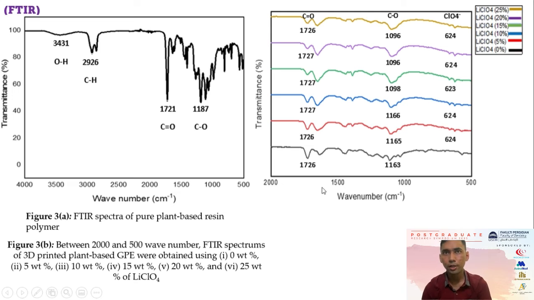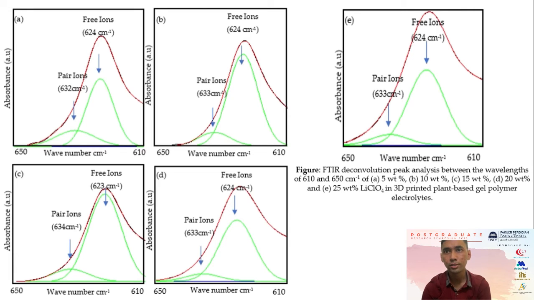Based on the second graph, there was a minor peak at the wave number of 624 once lithium perchlorate started to dope into the 3D printed plant-based gel polymer electrolyte, indicating the ClO4 band. This may be because ClO4 is spectroscopically free. The figure shows how increasing salt influenced the ether band, which became wider because of the interaction of salt with polymer matrices as more lithium perchlorate was doped.